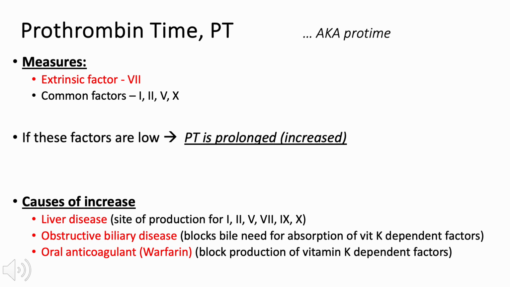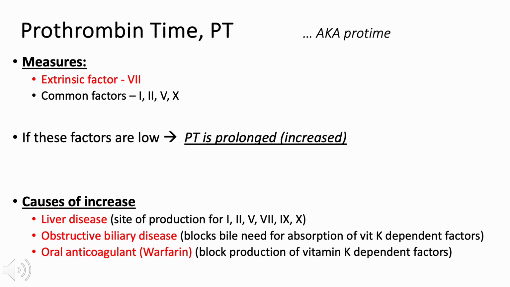The first test to discuss is the prothrombin time, or PT, or pro time. This is going to measure extrinsic factor, which is factor 7, and the common factors. If these factors are low or deficient, then the PT is going to be prolonged or increased, which means it's going to take longer to clot if that level is higher.